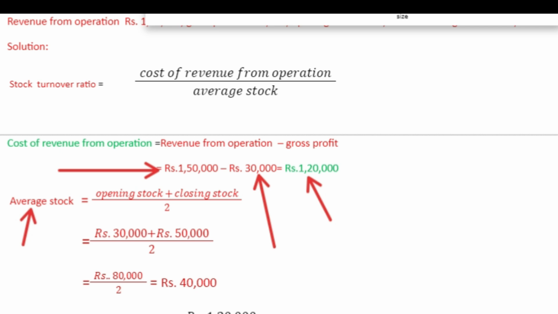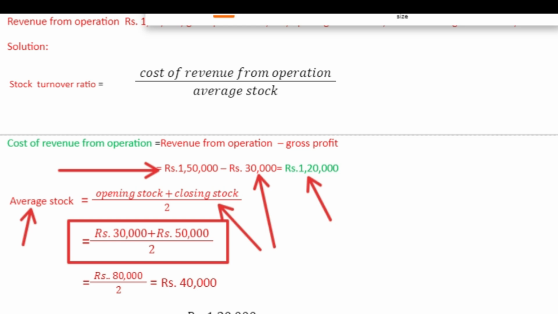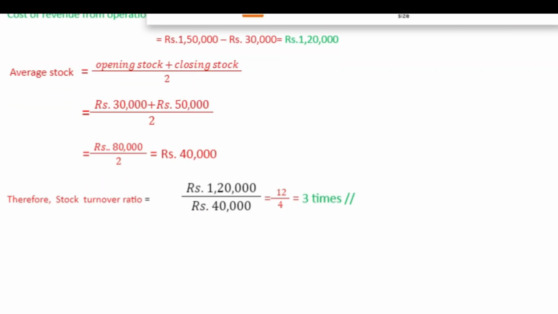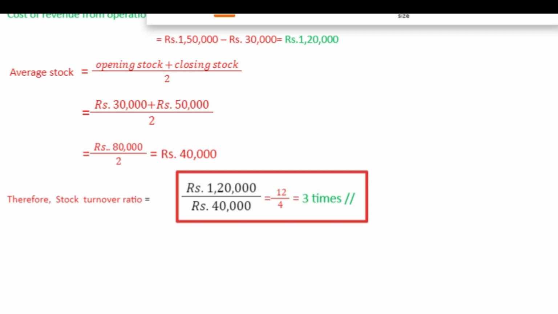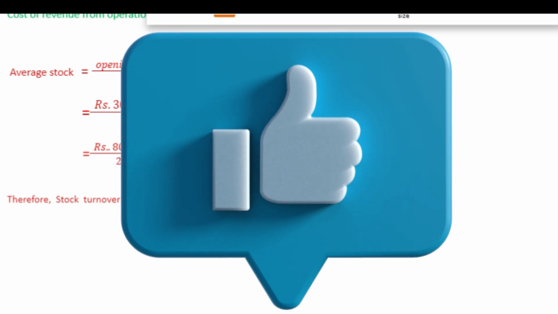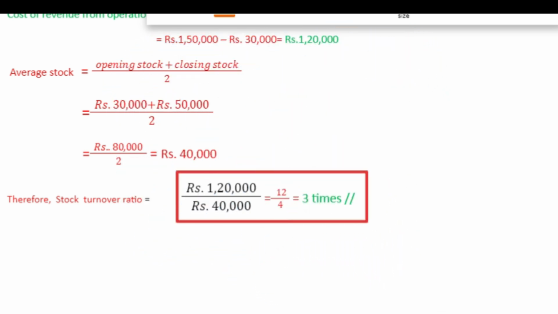Average stock we have to calculate as opening stock plus closing stock divided by 2. Opening stock and closing stock are given in the question. So 30,000 plus 50,000 is 80,000, and 40,000 is the average stock. Putting this value in the formula, we get the stock turnover ratio. Therefore the stock turnover ratio is 3 times. So in a year the stock is converted into sales 3 times.